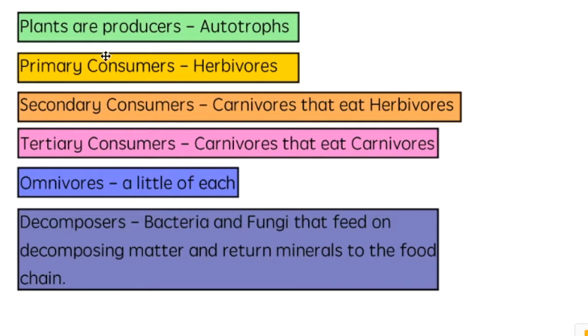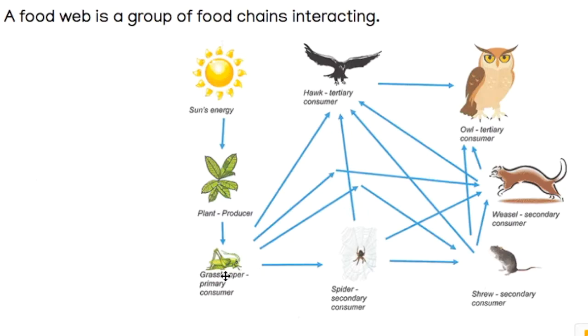Our primary consumers, primary means first, are herbivores. So in this picture, the only herbivore listed is the grasshopper. The grasshopper eats the plant. It is the primary consumer.